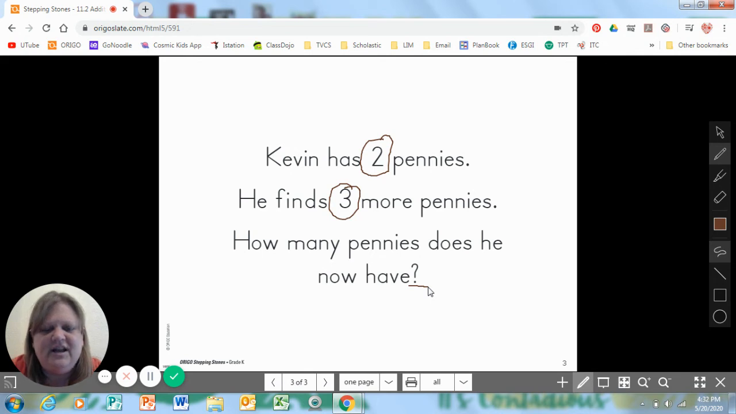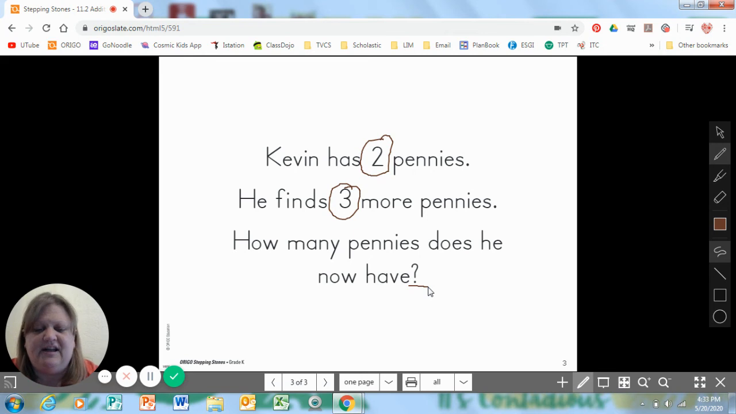There's the question. So what is the action that is taking place? He's gaining more pennies. So put in front of you those 2 pennies or those 2 small objects that are pretending to be pennies. And then along comes 3 more to join him because it says he finds more pennies. It doesn't say he lost pennies, it says he found them. And then now, as you look at it and count it, how many pennies does he now have?